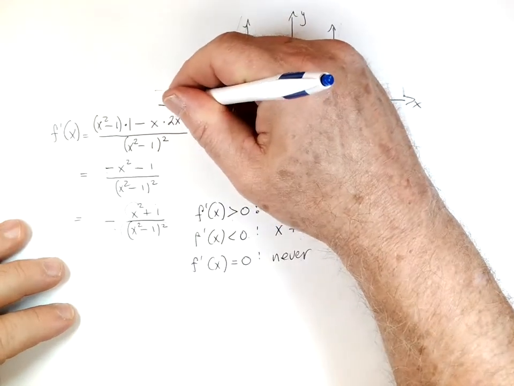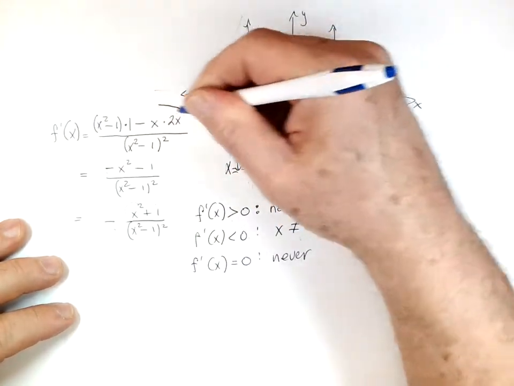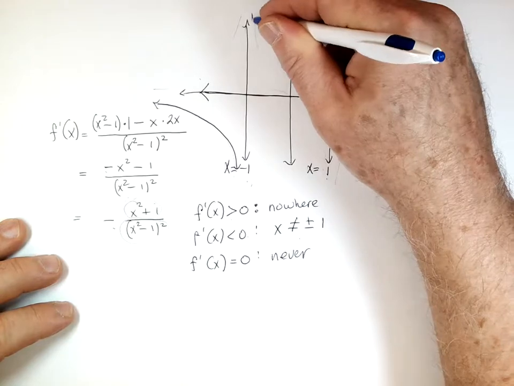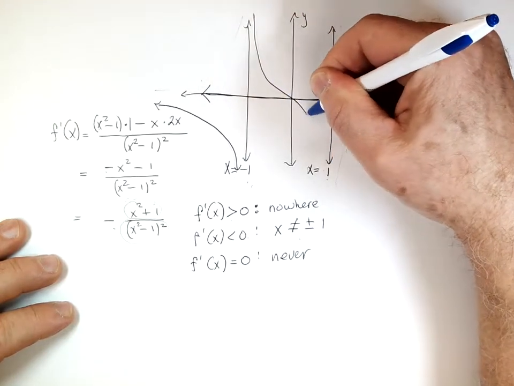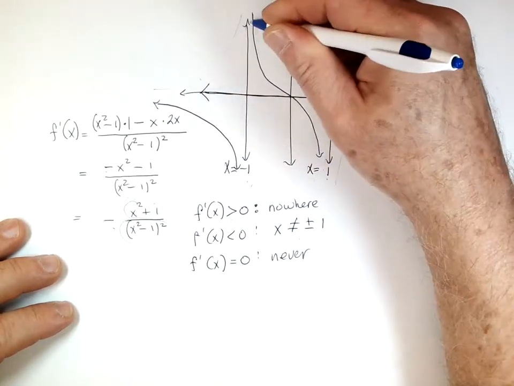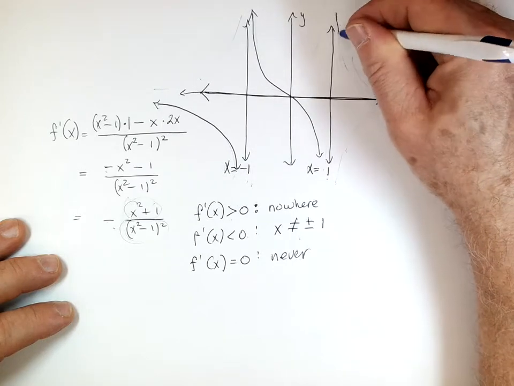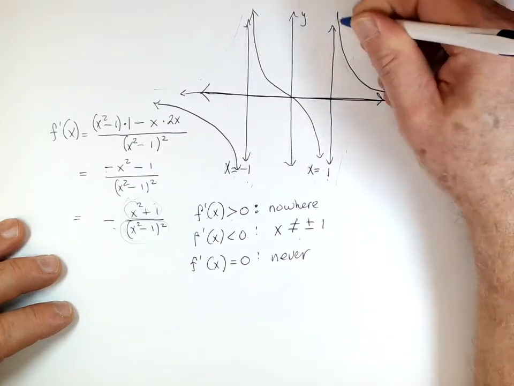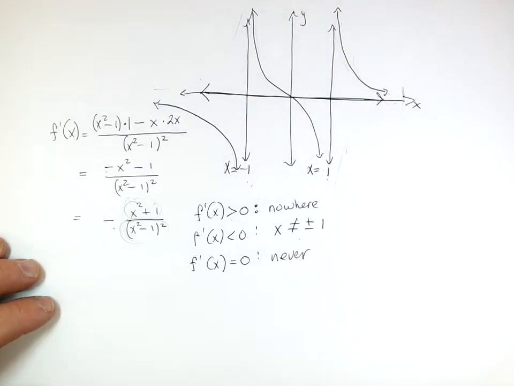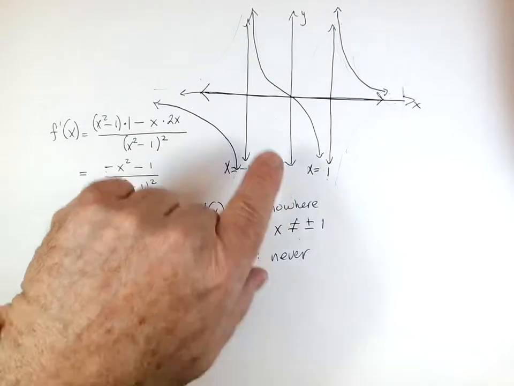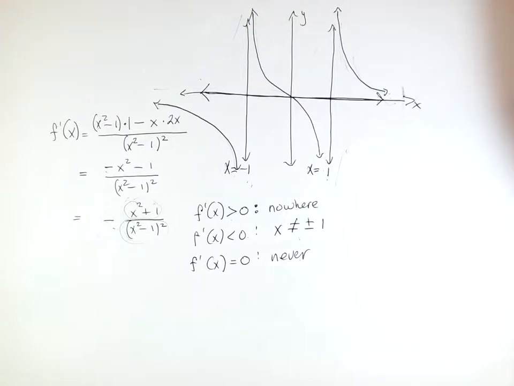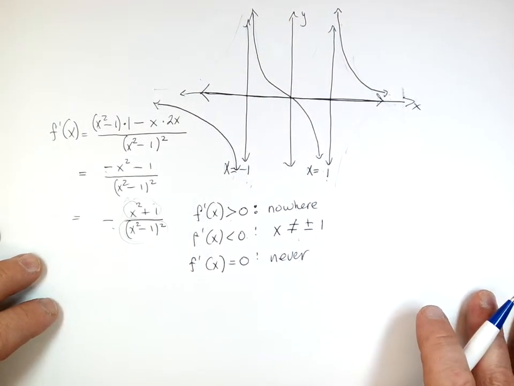It must look like this, falling, and it must look like this, falling, and it must look like this, falling. That's the only possibility for this graph to be falling all the time. But we're going to verify this with the second derivative. You ready? Is everybody okay?